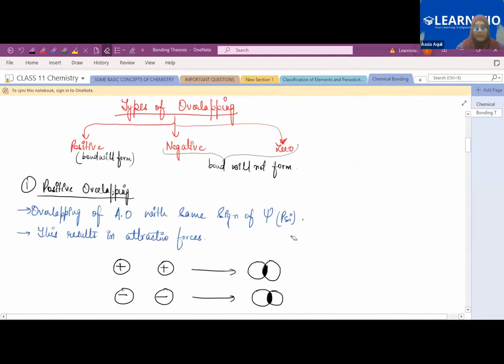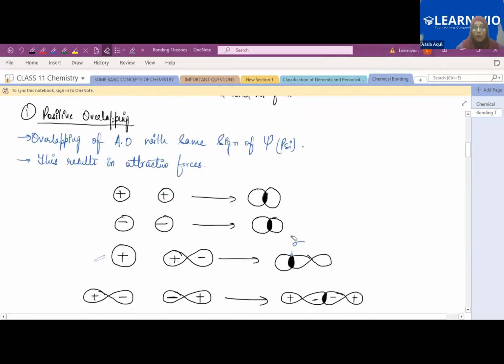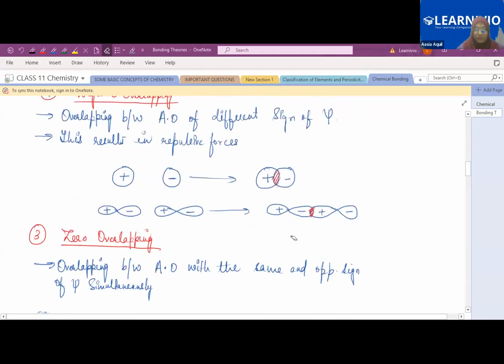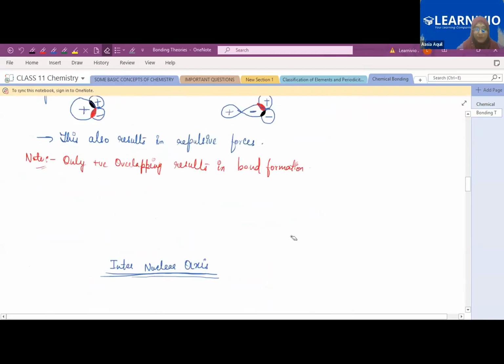Okay, so in the previous class, we discussed the types of overlapping. Only positive overlapping, due to positive overlapping, the bond is formed. Just remember that. Not the negative and not the zero overlapping. It results in the bond formation. Only due to the positive overlapping, the bond forms.